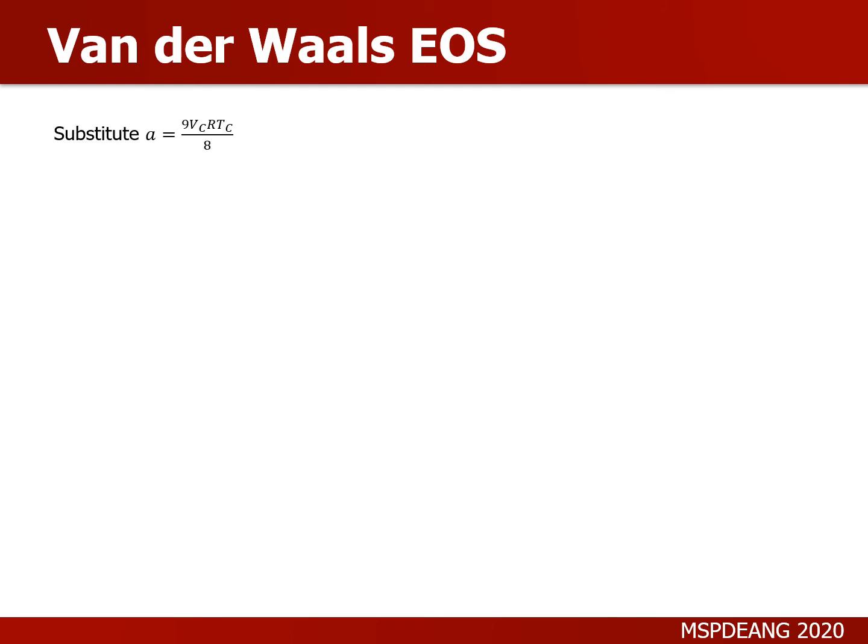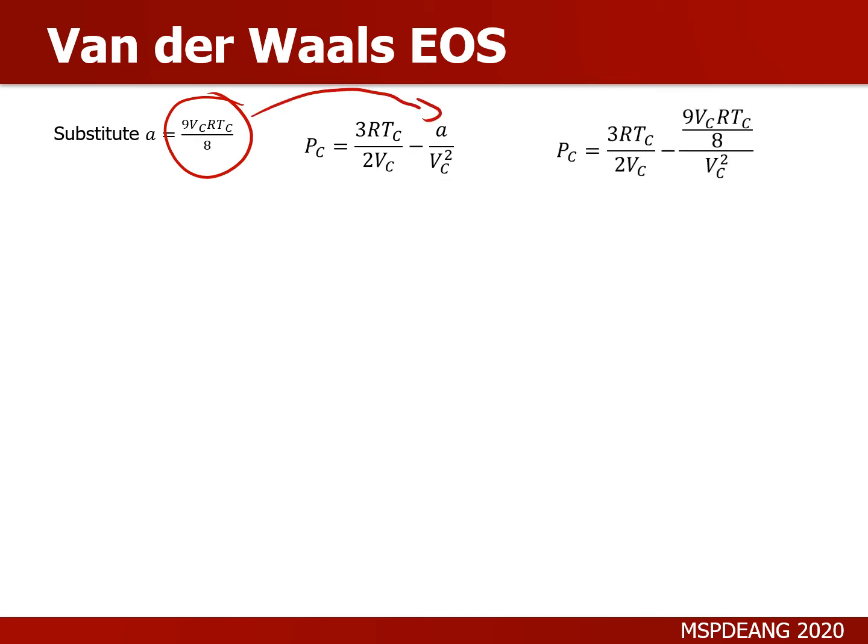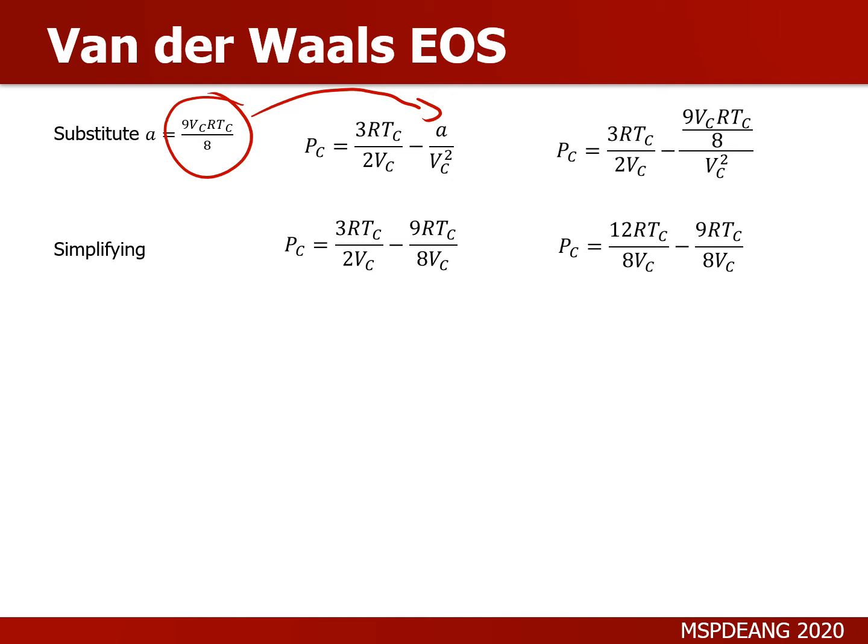Okay, next up, substitute na ngayon natin si A, which is 9 Vc RTc all over 8. So substituting this term for A dito, you can get this expression. And again, do some further simplifications. And simplifying further again, you can now have Pc is equal to 3RTc all over 8 Vc, or rearranging, Pc times Vc all over RTc. Again, ito, PV over RT is the definition of the compressibility factor. Therefore, Zc is equal to 3/8.